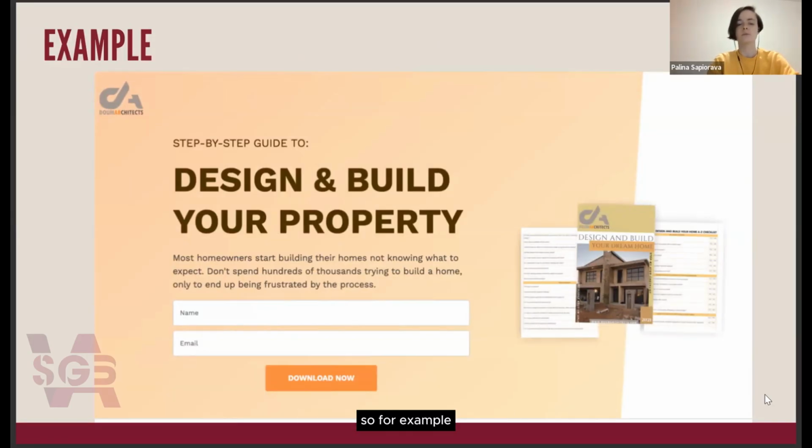So, for example, if you get an email of a person that has downloaded that guide, there's a good chance that this person is actually interested in building or designing their home. And you can contact this person with this email, for example, to offer them additional services or additional information, or just address it with: hey, I saw you downloaded our guide, probably you would like to learn more about what we offer.